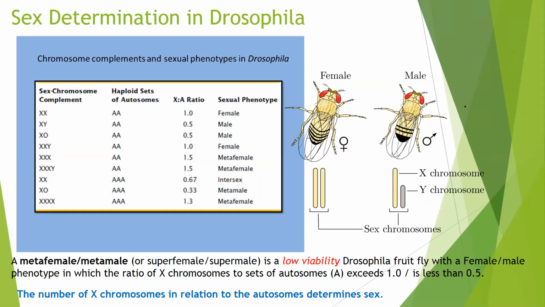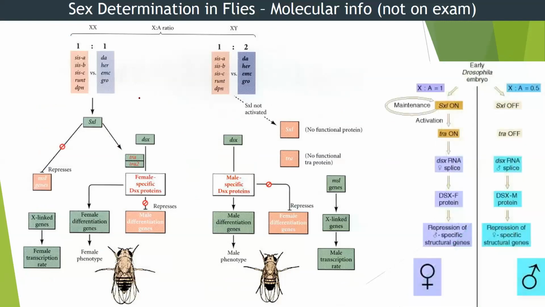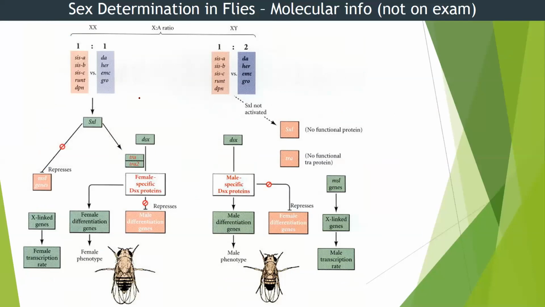So again, this is important. What information do we need to use to determine either male or female in fruit flies? This is the criterion we use, right? We use the ratio of X chromosomes to the autosomes to determine sex in Drosophila. So why is that? This is the mechanism. This is not required in exams, but for your own benefit, I'm going to show you this slide. Those genes are located on X chromosomes, and those genes are located on the autosomes.